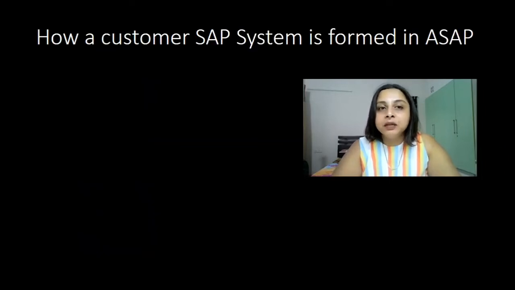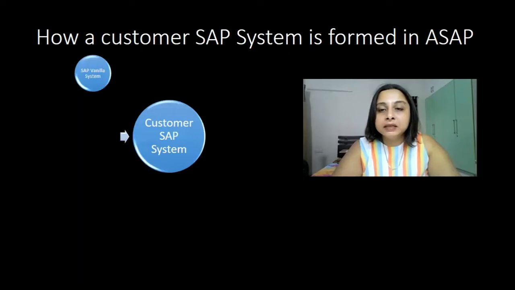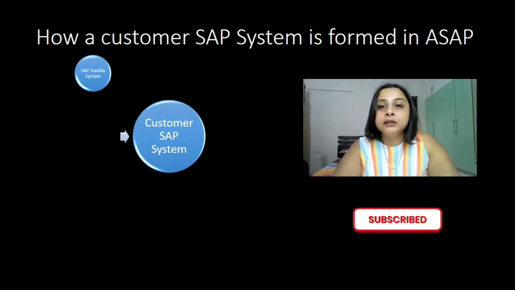Now with this we will understand how a customer SAP system is formed in ASAP. To start with, the customer will get an SAP vanilla system. We already understood what a vanilla system is in our previous video. It is an SAP system without any custom configuration or any enhancements. Therefore, it is called a vanilla SAP system.